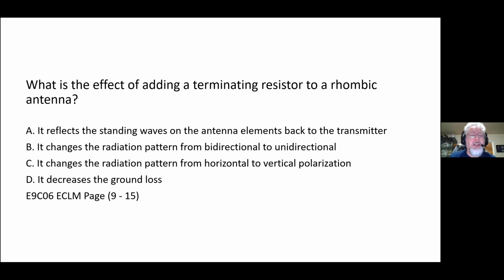What is the effect of adding a terminating resistor to a rhombic antenna? A, it reflects the standing waves on the antenna elements back to the transmitter. B, it changes the radiation pattern from bidirectional to unidirectional. C, it changes the radiation pattern from horizontal to vertical polarization. Or D, it decreases the ground loss. Bravo. Hang on real quick. There we go. Bravo is correct.